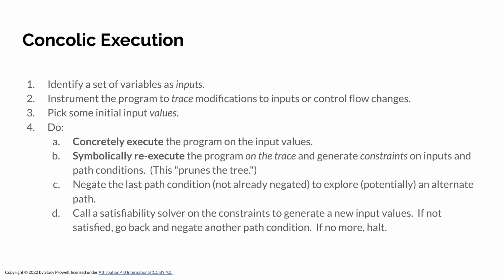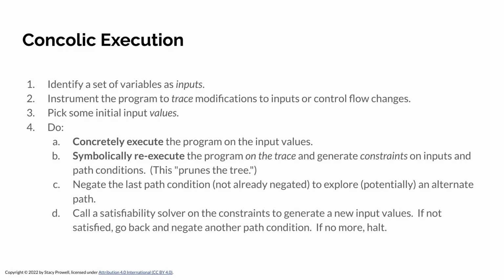So then you need to figure out how to change all the inputs so that that last condition is negated. You use a satisfiability modulo theories solver like Z3 to do that. That gives you a new set of inputs, and you return to the top and you concretely execute the program on the input values, record the trace, negate the last path condition that you haven't already negated, and you proceed to explore in that way.